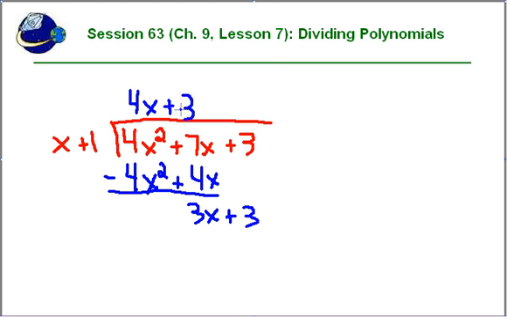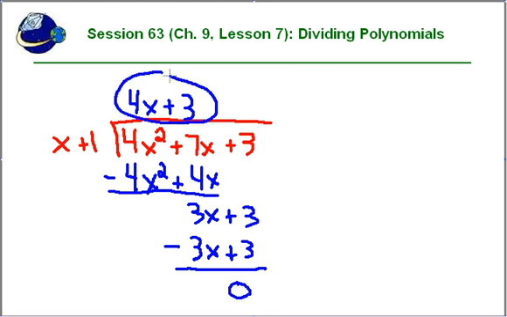At this point, we now perform our multiplication. 3 times x is 3x. We now take our 3 times our 1, which is a plus 3. And then we subtract. 3x minus 3x is 0, and 3 minus 3 is 0. That is the answer to our question. That's our quotient there. 4x squared plus 7x plus 3 divided by x plus 1 equals 4x plus 3.